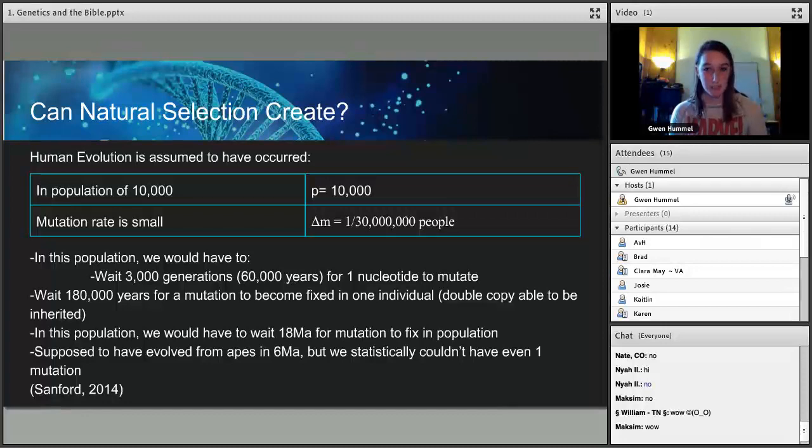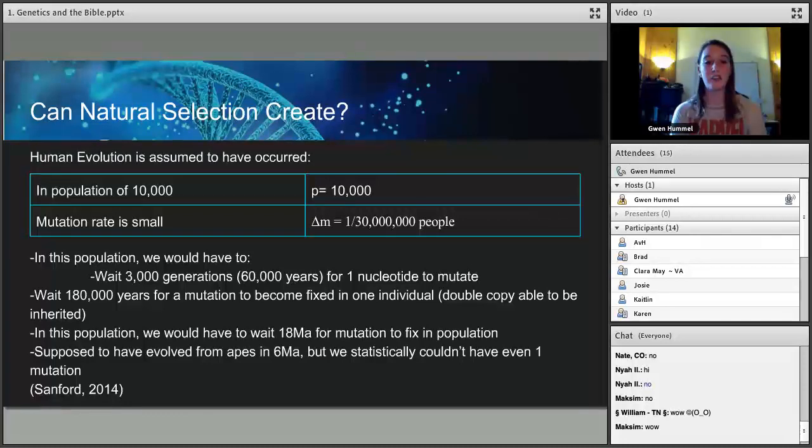In this theoretical population, which is what evolutionists believe we came from, this is not creationist literature, this is using evolutionists' own statistics. In this population, we would have to wait 3,000 generations, which is 60,000 years, for one nucleotide to mutate. Just one of those point mutations, A, T, C, or G, we'd have to wait 3,000 generations for that.